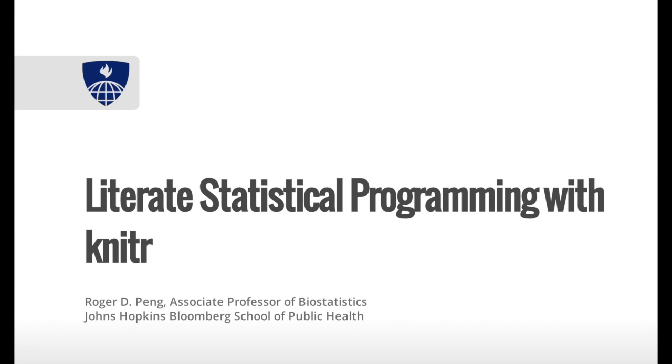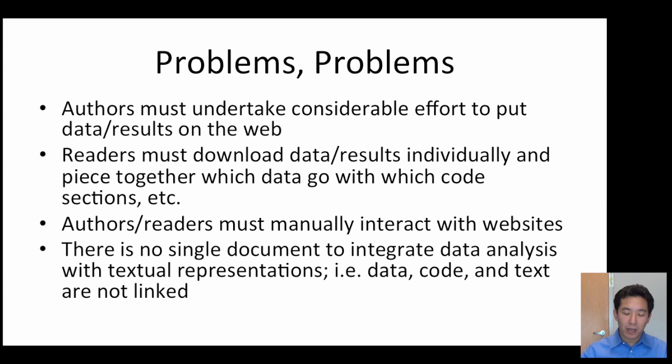And one of the ways that we talked about making reproducible documents is with this literate statistical programming concept, or just literate programming. And so the basic idea is that authors have to undertake a lot of effort to put data and results on the web, and even when they put that stuff on the web, they're all kind of separate. The data is over here, the code is over here, and you kind of have to figure out, well, which code goes with which data, and how do you execute this code, and you have to load this first, and you have to do this first. So there can be a lot of confusion even when everything is just available.